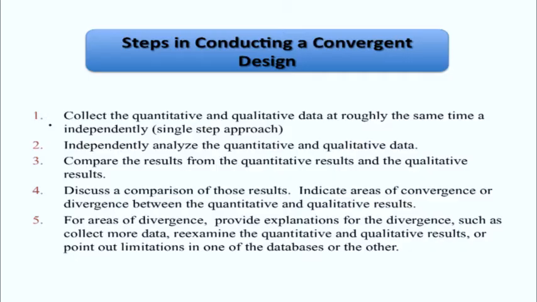The steps in conducting a convergent design, there are just five of them. First, we're going to collect both quantitative and qualitative data, typically at roughly the same time. We're going to analyze both databases independently, and then we're going to bring the results together. We're going to compare the quantitative and qualitative results to see if the two pictures of our problem actually converge or whether they might diverge. Now, if they diverge, we need to explain that divergence.